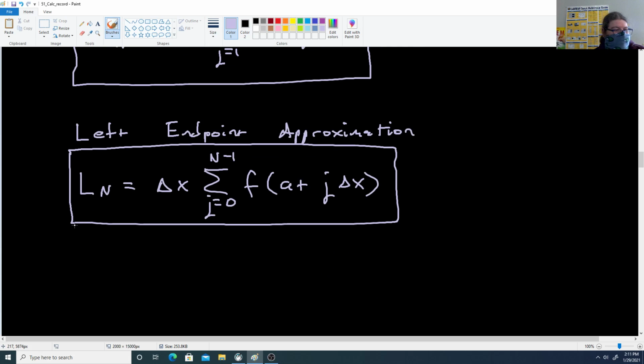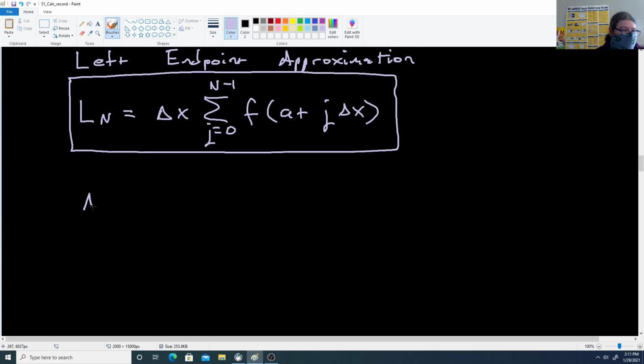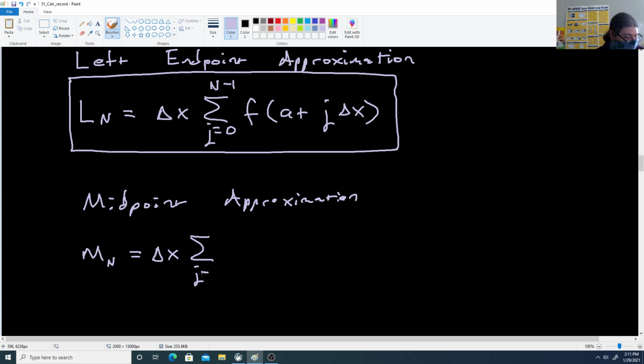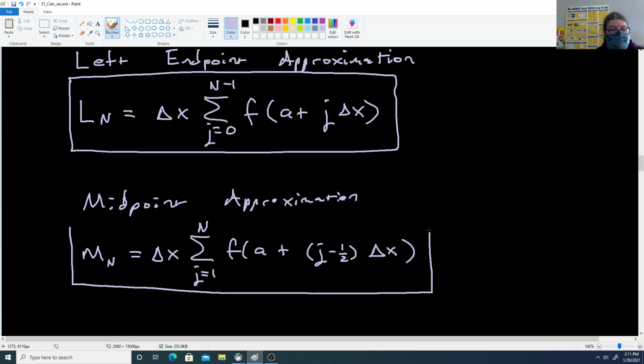And then finally we get an equation for our midpoint approximation. In the midpoint approximation, we use the midpoint of the segment to set the height of each of those individual rectangles we were talking about. So for this one, we get j equals 1 up to n, f of a plus j minus a half. This is what drops you back in the midpoint, times delta x. That'd be our midpoint approximation equation.